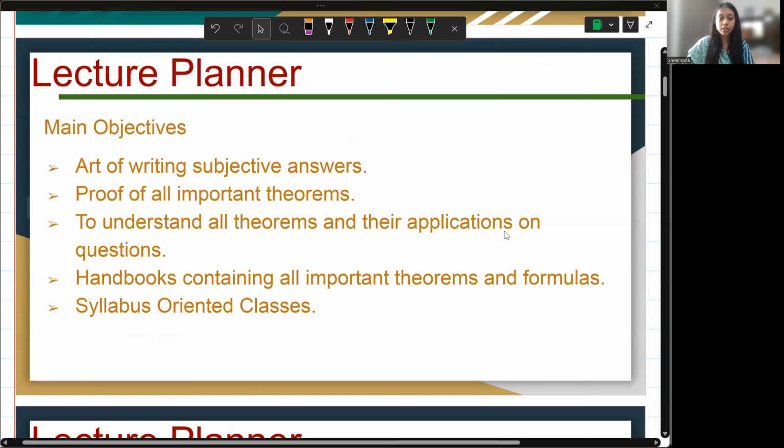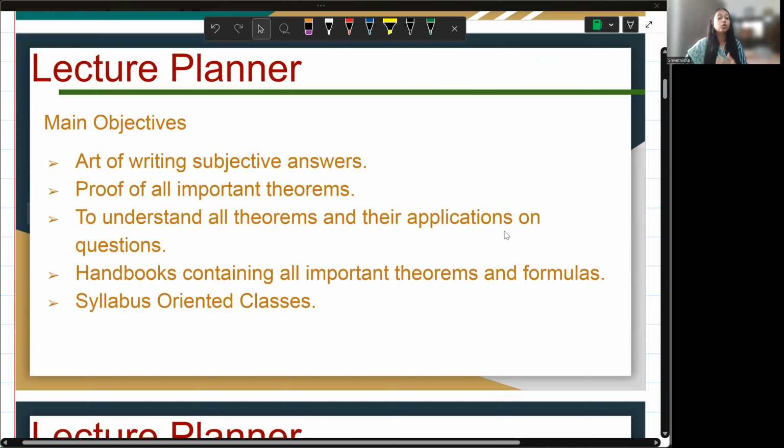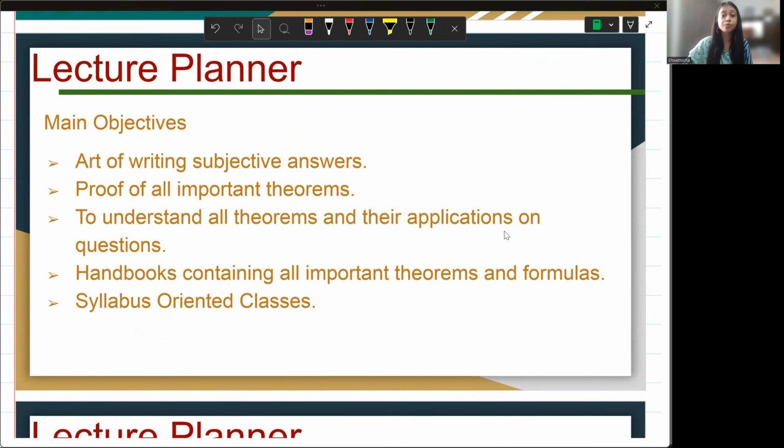So in my class, this is the basic lecture planner, and these are the objectives that we have. First of all, the art of writing subjective answers. Maybe you have appeared for some exams like the IIT JAM exam, CSIR NET exam, or GATE exam. But you see, all of those exams are objective exams, right? Even if you know the answer, you just have a short trick to do that. You just see the options and you tick it. But when you are opting for a subjective answer, the approach is totally different. So you have to work on your writing skills as well.